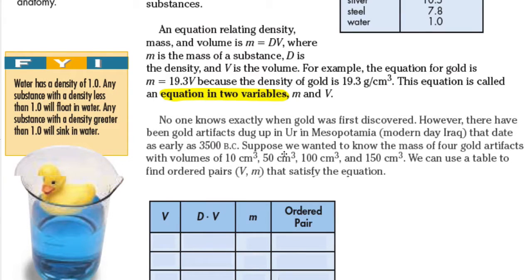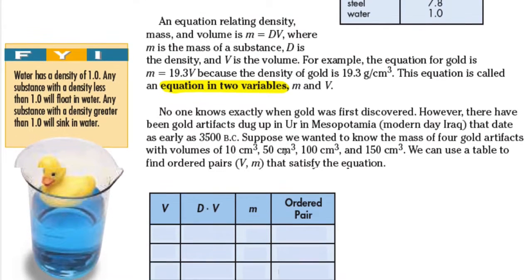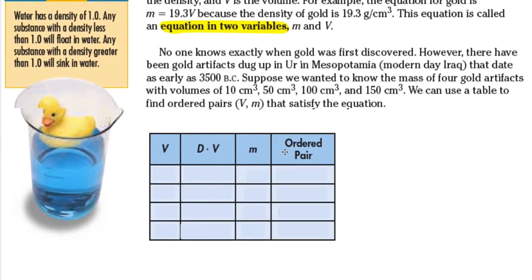No one knows exactly when gold was first discovered. However, there have been gold artifacts dug up in Ur in Mesopotamia, in modern-day Iraq, that date as early as 3500 BC. Suppose we wanted to know the mass of 4 gold artifacts with volumes of 10 cubic centimeters, 50 cubic centimeters, 100 cubic centimeters, and 150 cubic centimeters.